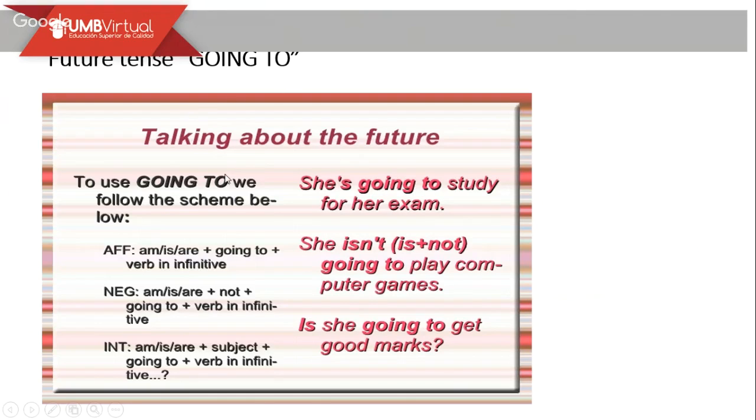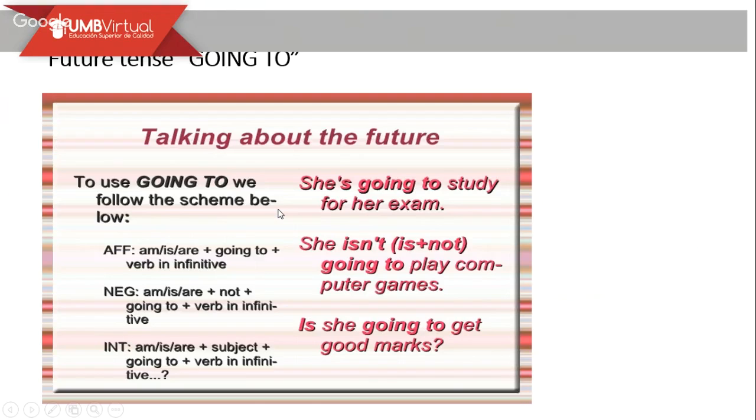Future tense going to. This one is a little bit similar in some way, but there are some differences when you talk about it. So talking about the future, to use going to, we follow the scheme below: affirmative, negative and interrogative sentences.